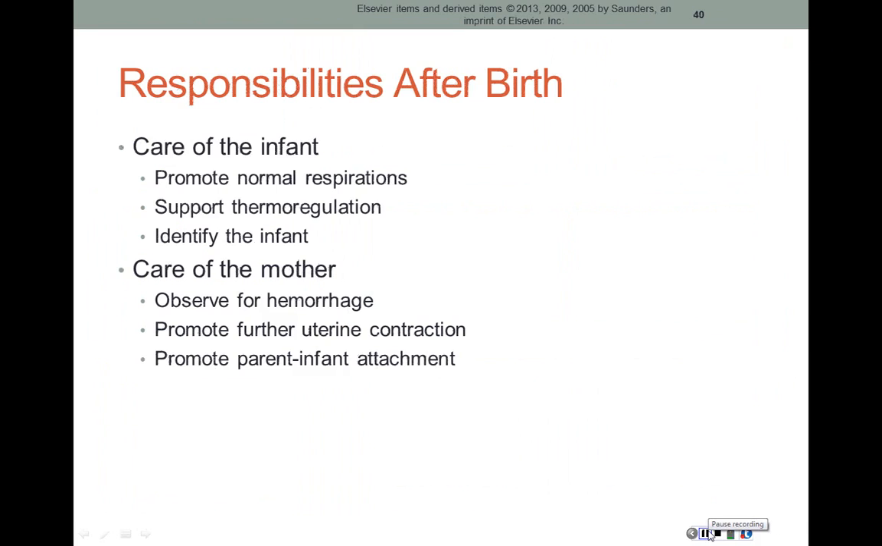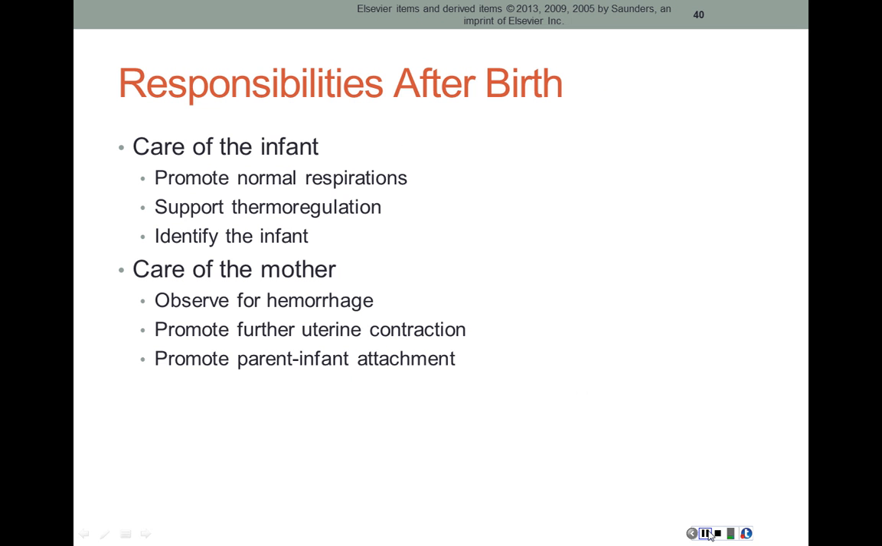Alright, so once baby's born, we have two people to care for now. We have people to care for the infant, and we have people to care for the mother. You're normally not doing both. You usually have one job, and that would be either for the infant or for the mother. With the infant, we've got to make sure they're breathing. They're breathing normally.